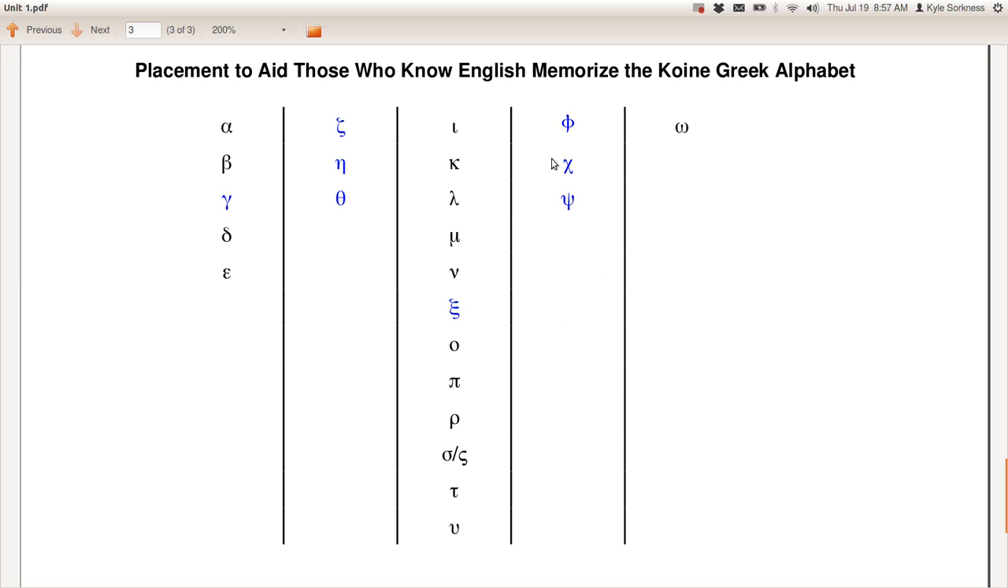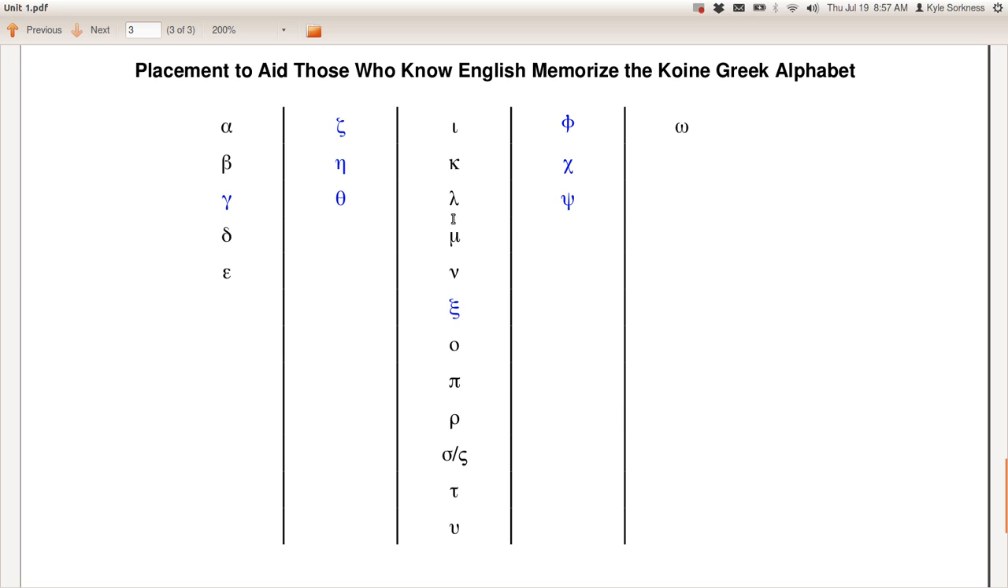Then we diverge from the English alphabet again, but as I mentioned, these three at least rhyme, so that helps us out. We have phi, chi, and psi. Phi, chi, psi. And the last letter by itself over here, I could have put it in blue because it doesn't fit with our English alphabet, but I think most of you are aware that the last letter is omega, so I kept that one from being blue.